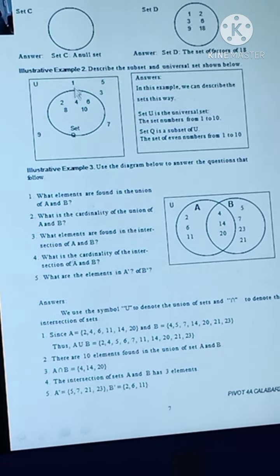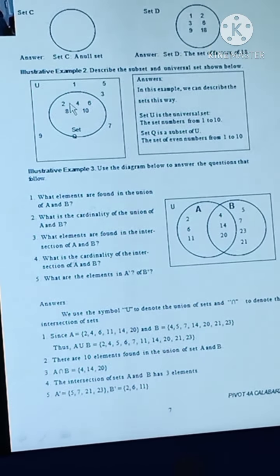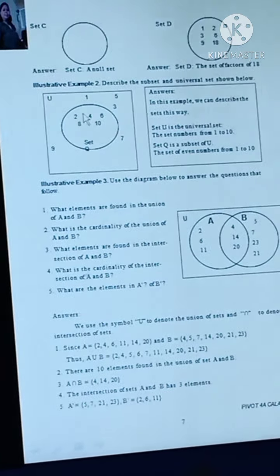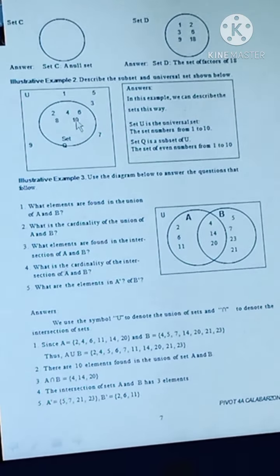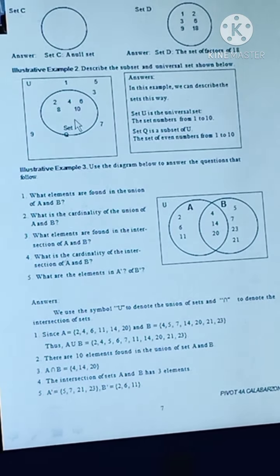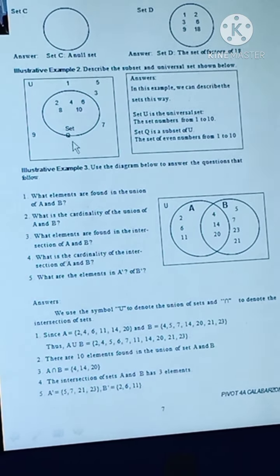So, you will have 1, 2. The subset, the set of even numbers from 1 to 10. So, you will have 2, 4, 6, 8, 10. Okay? So, this is the subset of U. The set Q. Okay?